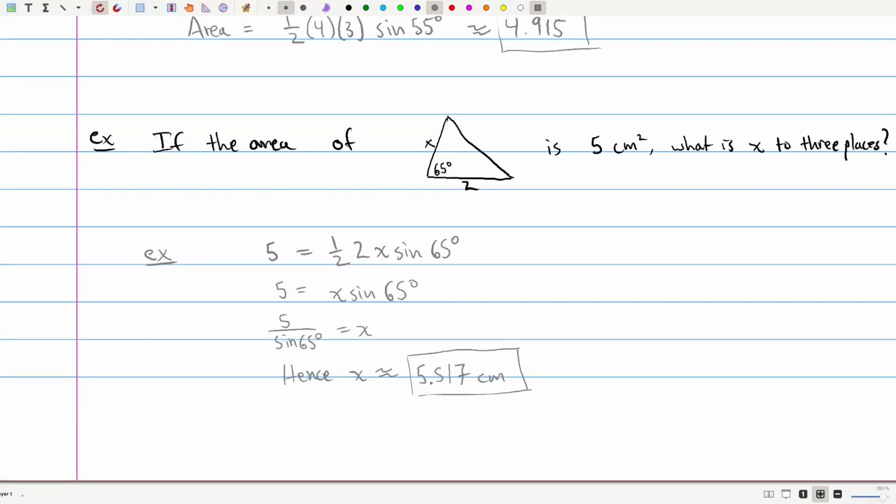Okay, there's one more sort of problem that we can do, and I'll just write this out as we go. So here's our example. Suppose we've got this triangle with an unknown angle, and these side lengths are both 2, and it has area 10. That might not be possible. Let's say it has area 1. What is theta in radians to 3 places?